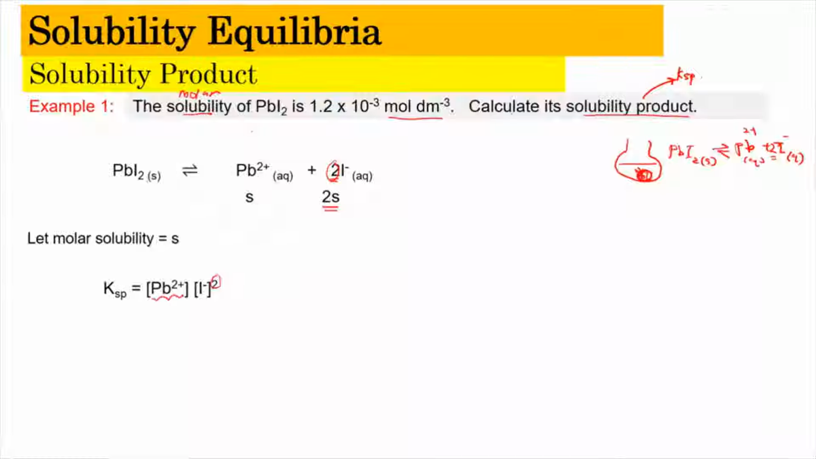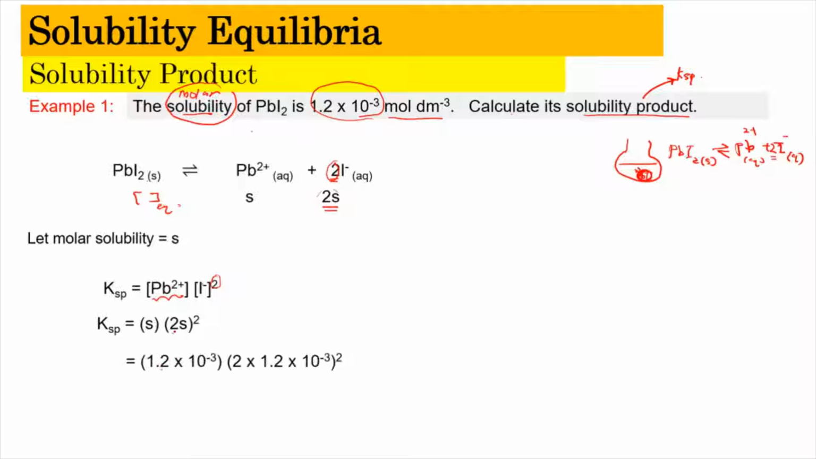So the Pb2+ here is referring to the concentration at equilibrium, which is S. Meanwhile, for the I-, it will have a concentration of 2S, and then we need to include the power here. Then we can substitute the value of S, which is gotten from this question, 1.2 times 10 to the power of negative 3. So S is equal to this value, and then (2S) to the power of 2. Once we solve that, we're going to get the solubility product to be 6.91 times 10 to the power of negative 9 without any unit.